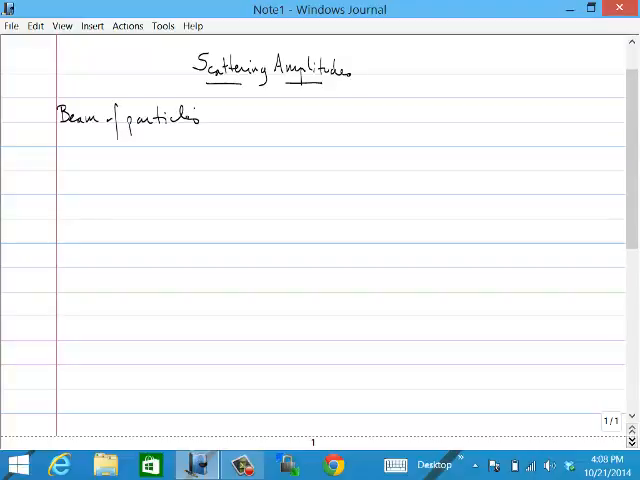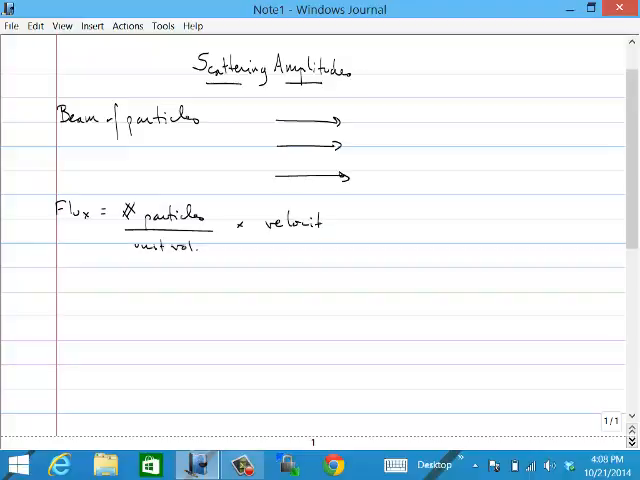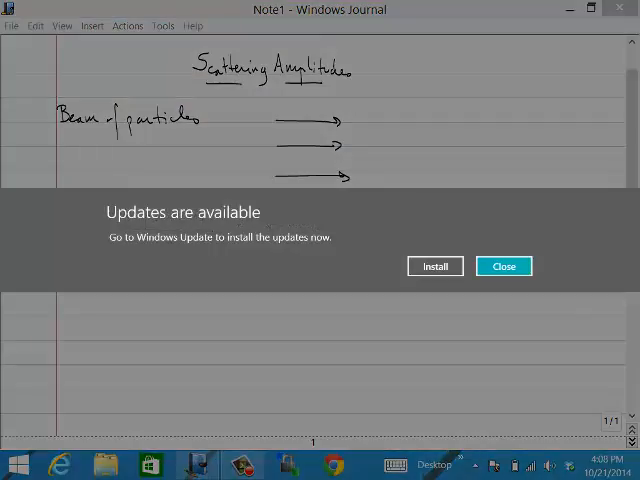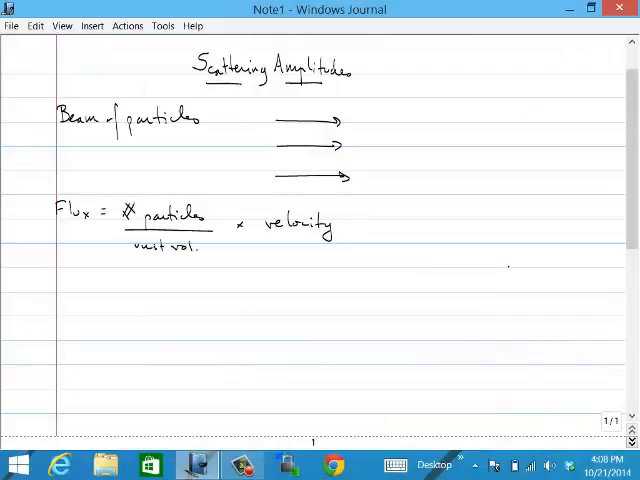So, for example, if you have some sort of beam of particles, then we would characterize that beam by a flux. So you have some beam of particles here, and then you would have some flux, which is the number of particles in the beam per unit volume times the velocity of the particles in the beam. This flux basically characterizes the number of particles that are passing through some area per unit time.